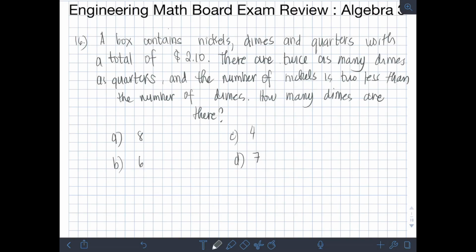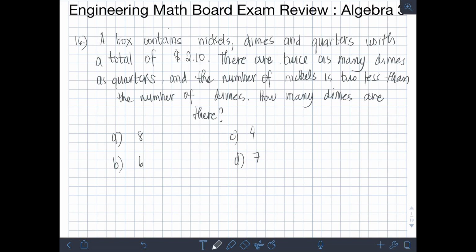So ngayon ay i-continue natin yung Engineering Math Board Exam review natin for Algebra 3 Part 1. So dun sa Part 1 ay natapos ako sa item number 15. So ngayon magsimula tayo sa item number 16 para sa Part 2.